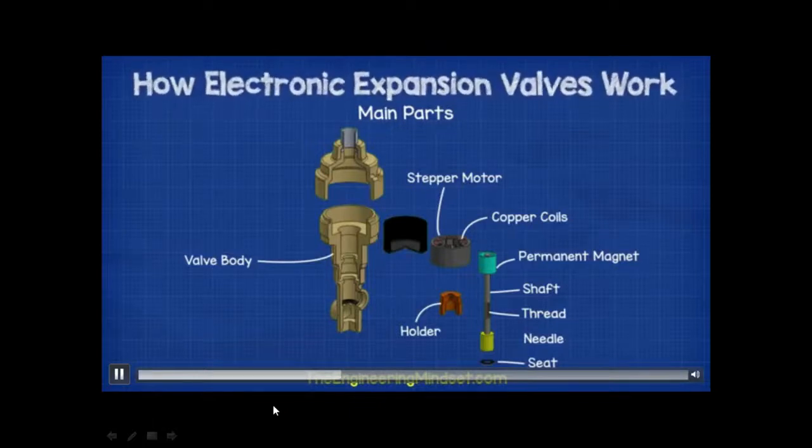On the shaft is a thread. This thread sits within a holder which is attached to the valve body. At the end of the shaft is a valve needle. Then we have the valve seat, which the needle moves into and out of to close and open the valve and control the flow of refrigerant.